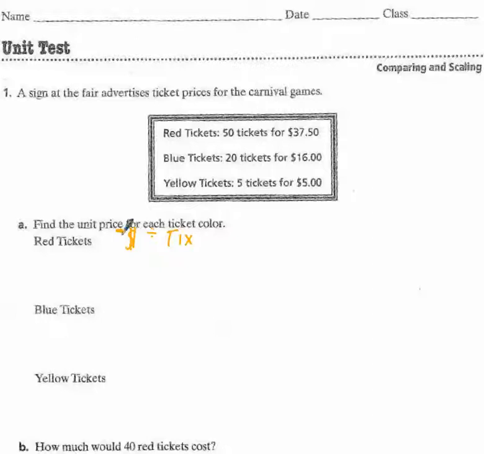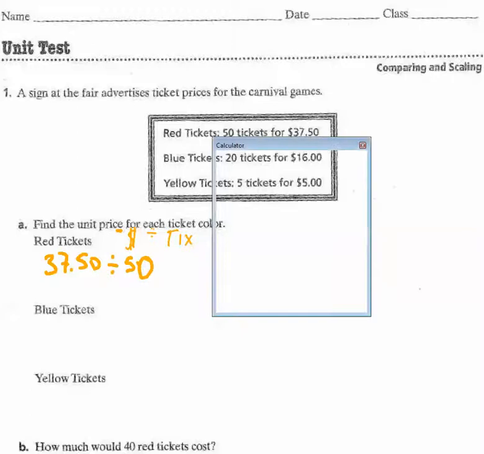So for the red tickets, we have cost, which is $37.50. Each is division, and we have 50 tickets. Now it's 50 tickets, so it's acceptable to go ahead and use a calculator for this. So we're going to pull up our calculator eventually.